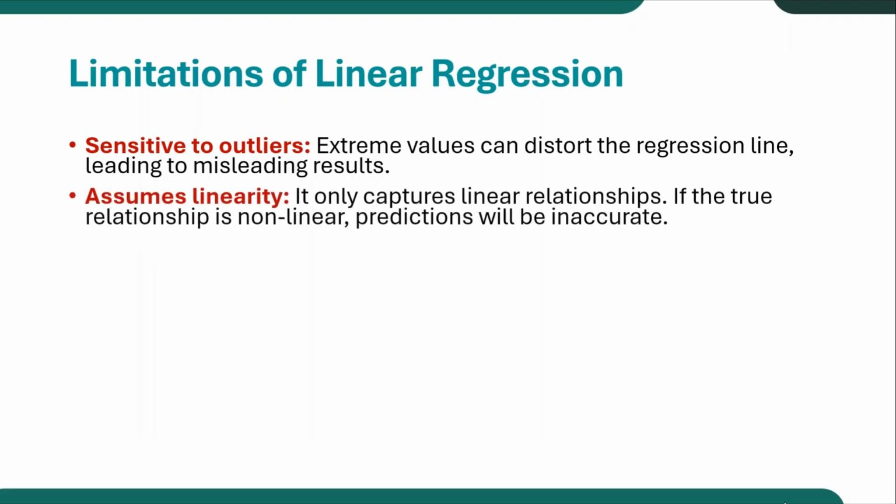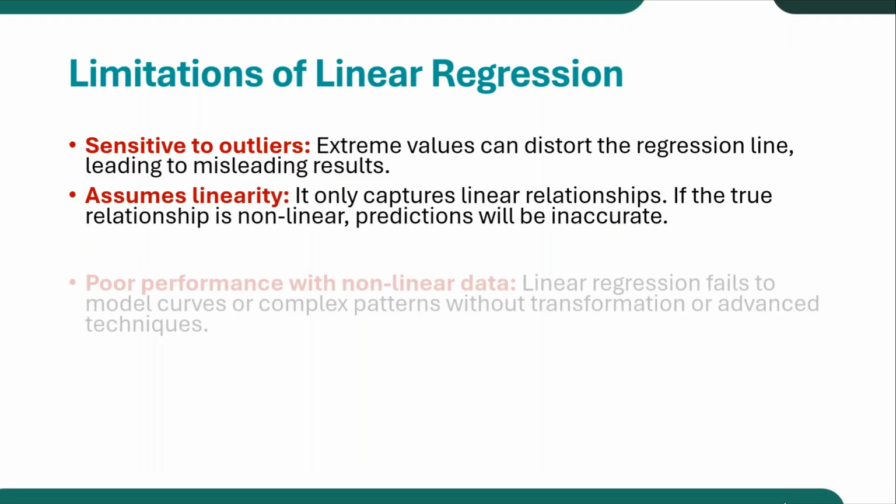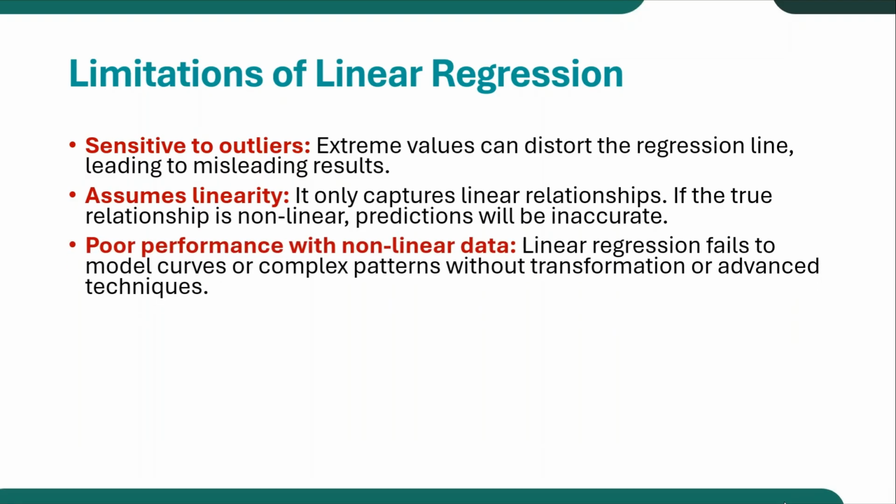Assumes linearity. This method assumes a straight-line relationship between the independent and dependent variables. If the actual relationship is curved or complex, the model won't perform well and predictions will be off. Poor performance with nonlinear data. Without transforming variables or using more advanced methods, linear regression fails to handle nonlinear trends. So it's not suitable for capturing curved or cyclical patterns in data.